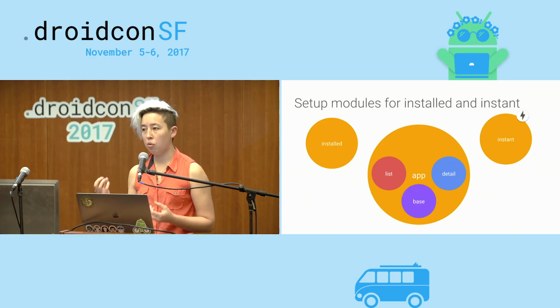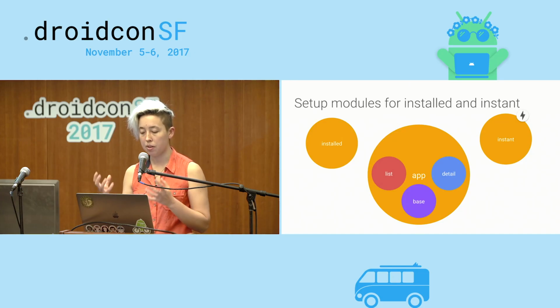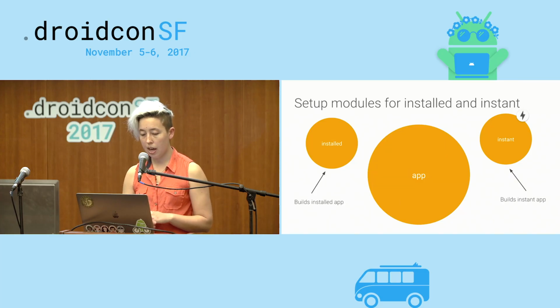And to do that, I will make 2 additional modules off the bat. So for my first instant app experience and my playing around with this, I'm just going to have 3 modules: the app module that I started with, and then an instant and installed module. And again, installed builds the installed app, and the instant app module builds an instant app.